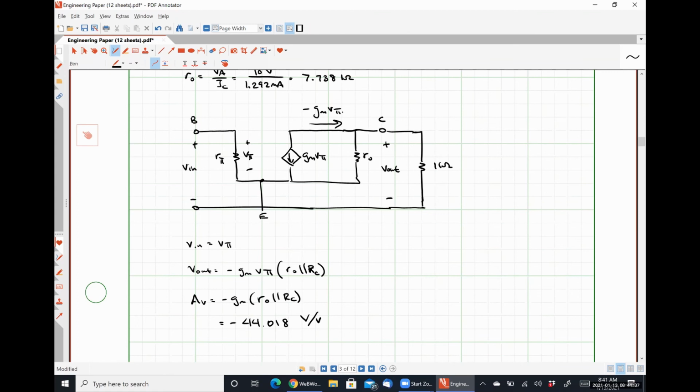Exactly right. So the early effect, even though it causes the collector current to increase, it actually winds up causing a decrease in the small signal gain of our system. So that's something that we're going to have to pay attention to when we are designing amplifier circuits.